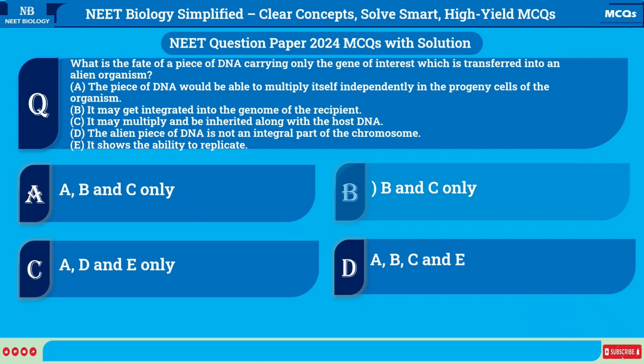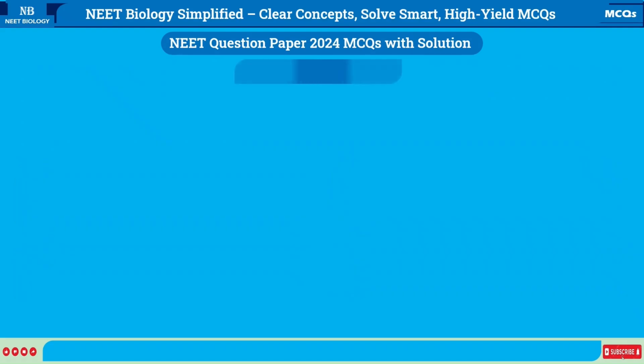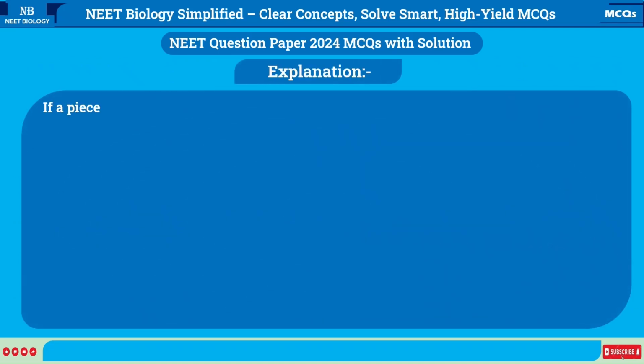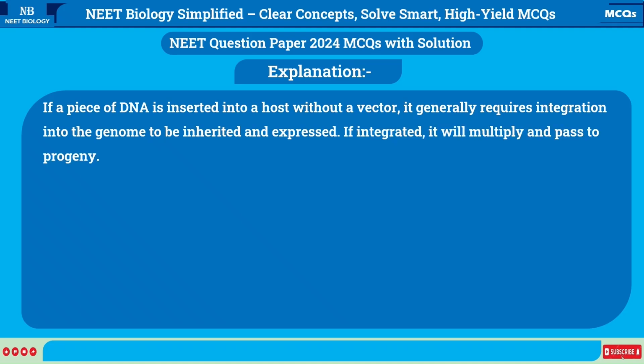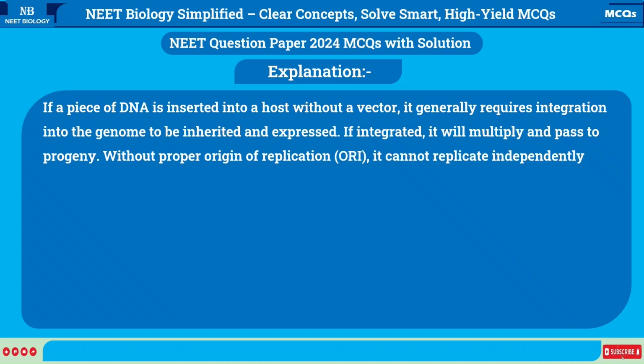Correct answer is B and C only. Explanation: If a piece of DNA is inserted into a host without a vector, it generally requires integration into the genome to be inherited and expressed. If integrated, it will multiply and pass to progeny. Without a proper origin of replication (ORI), it cannot replicate independently, thus eliminating A and E.